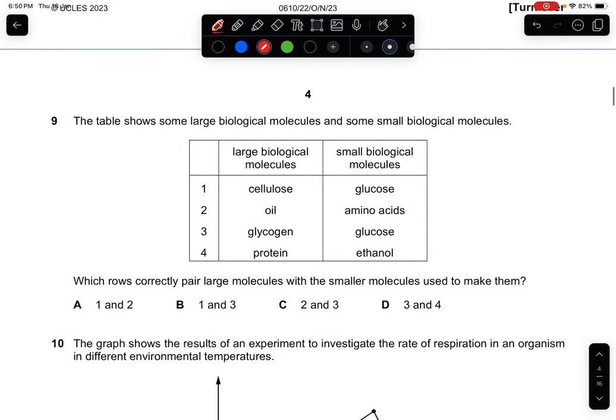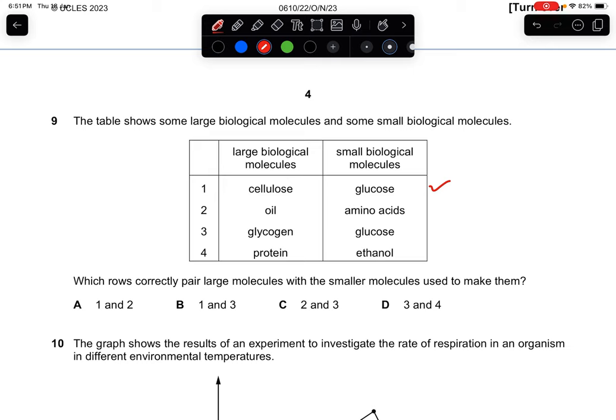Okay. Question number nine. The table shows some large biological molecules and some small biological molecules. So which row correctly pairs the large molecules with the smaller molecules used to make them? So this was very simple. So let's see which one is the correct one. So cellulose is the larger biological molecule. When you break it down, it becomes glucose. That is correct.